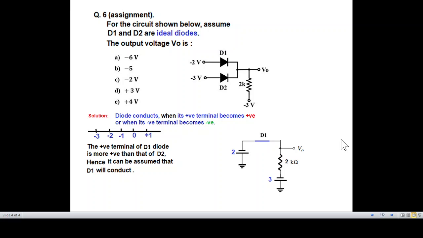KVL in this loop, positive 2 plus 0 plus V naught, and therefore V naught is negative 2 volt. So this is the answer. So C choice is the correct answer.